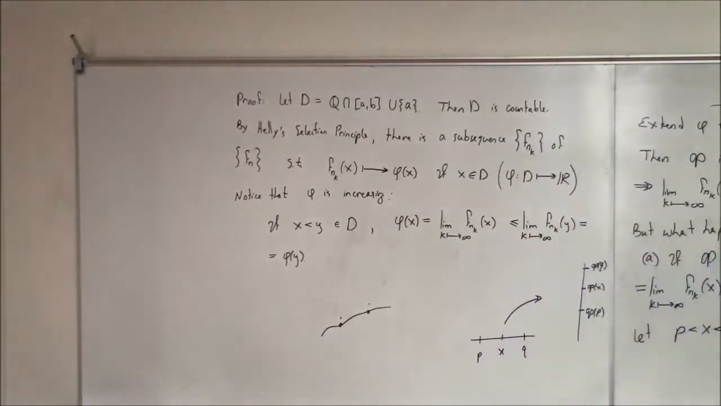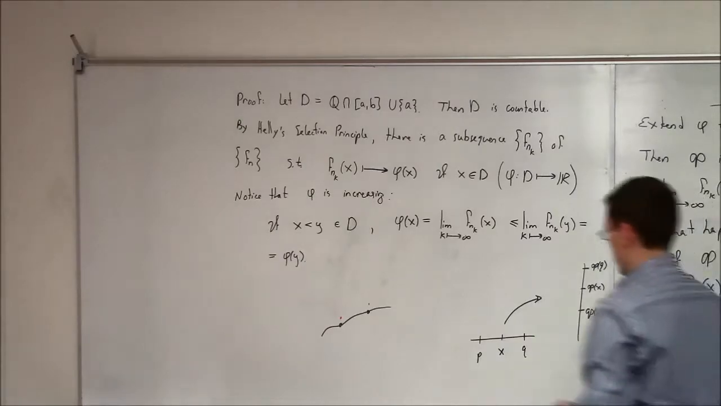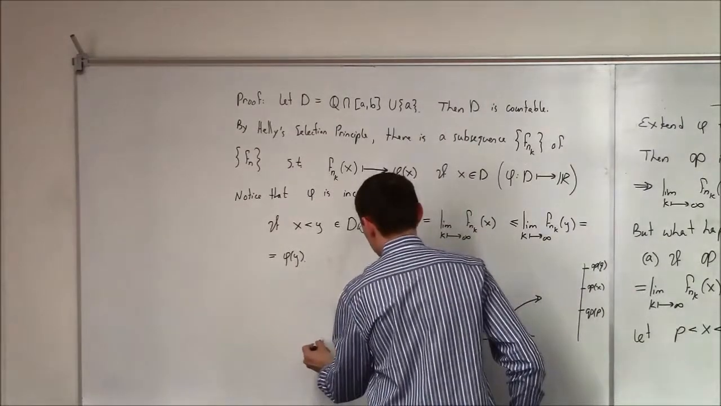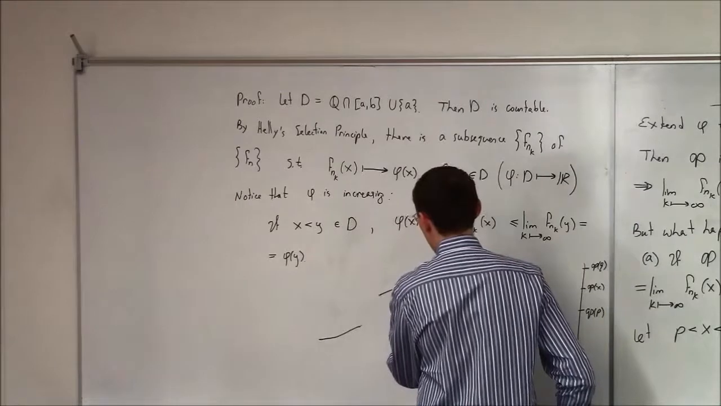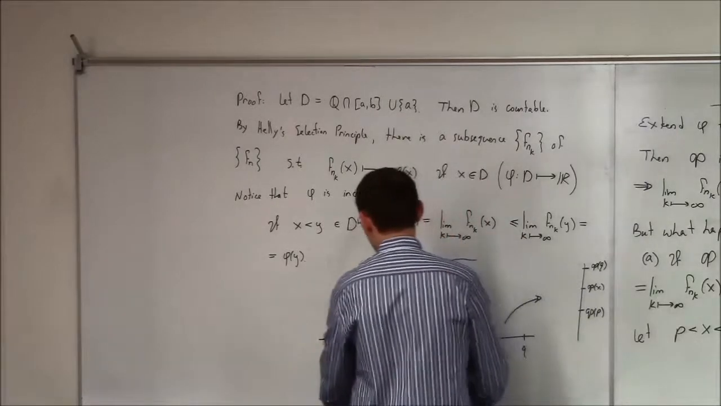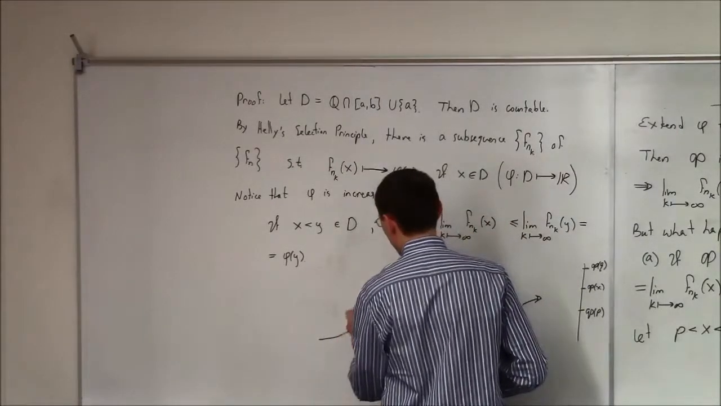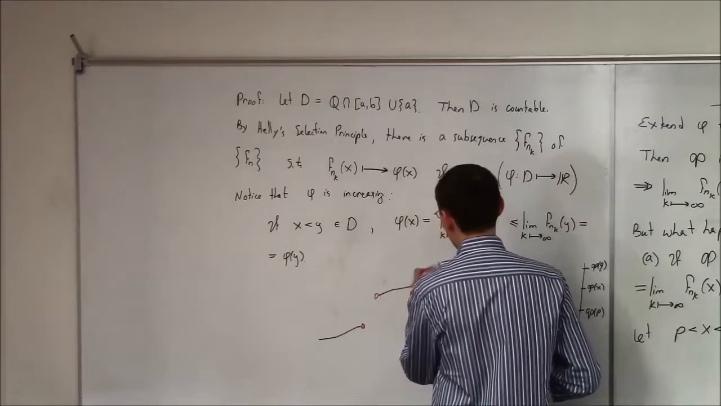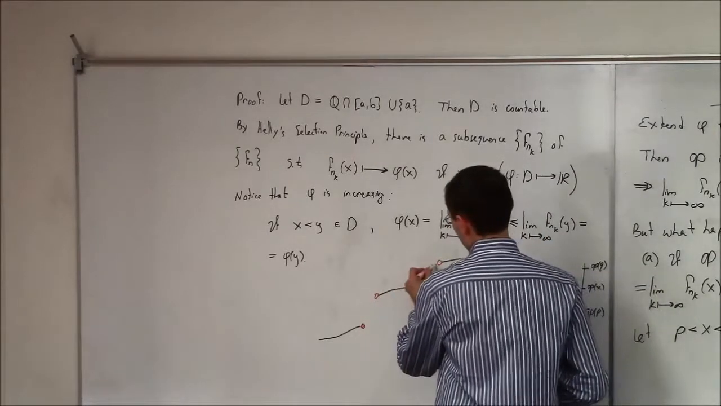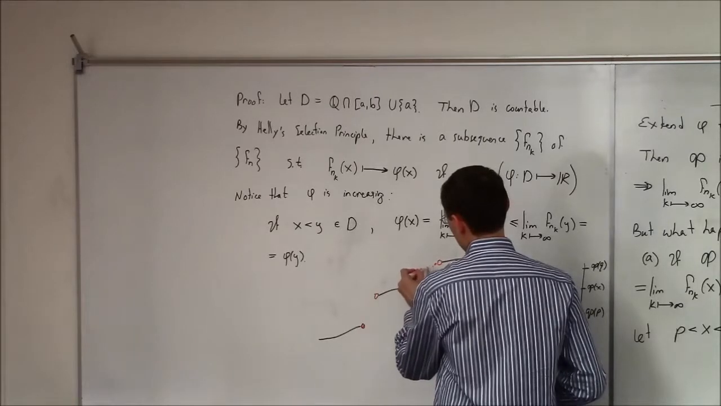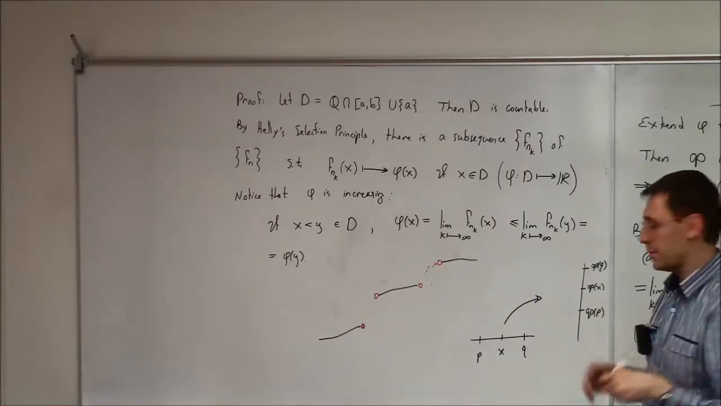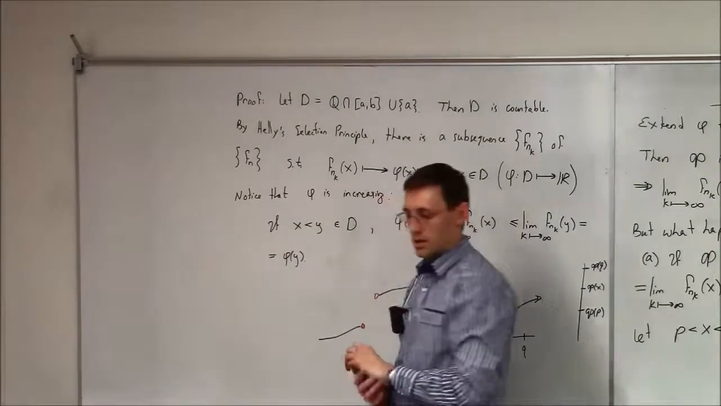Maybe a better picture is something like this. And maybe you have a choice of either this point or that point, either this point or that point, and maybe some points in between. That's roughly what's happening.